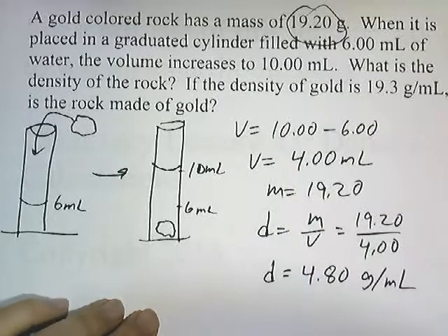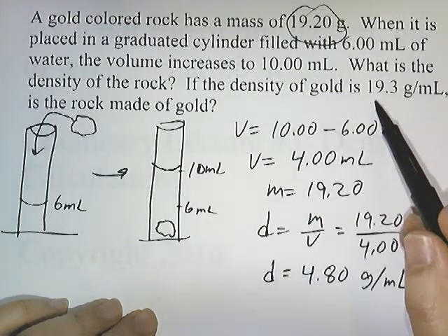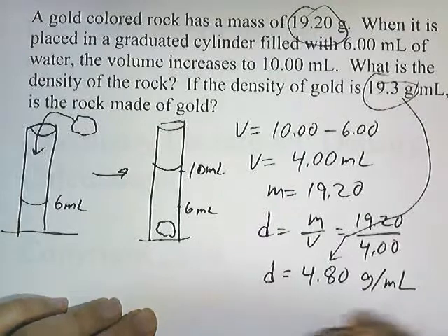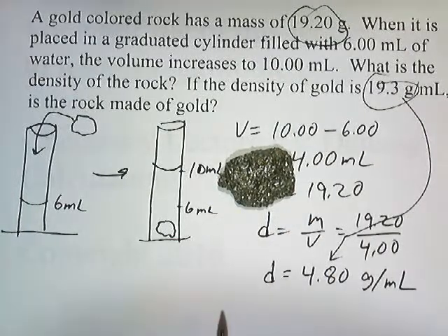In fact, the density of gold should be 19.3, and this density is a lot less. And in fact, 4.8 is about the density of fool's gold. So that's one way you can use density to tell the difference between real gold and fake gold. But it's not completely reliable.